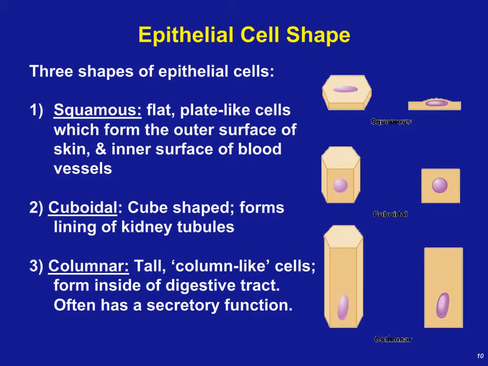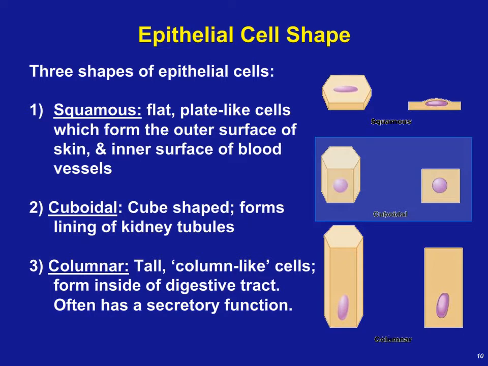Okay, we said before that one of the first ways that we classify epithelium is by the shape of the cells. And cell shape of epithelium can be divided into one of three categories. The first of these categories is squamous, and this just basically means flat or scale-like. And so squamous cells tend to be very, very flattened and very, very thin. And squamous cells can be found on the inside of blood vessels in a single layer or on the outside of skin in multiple layers.